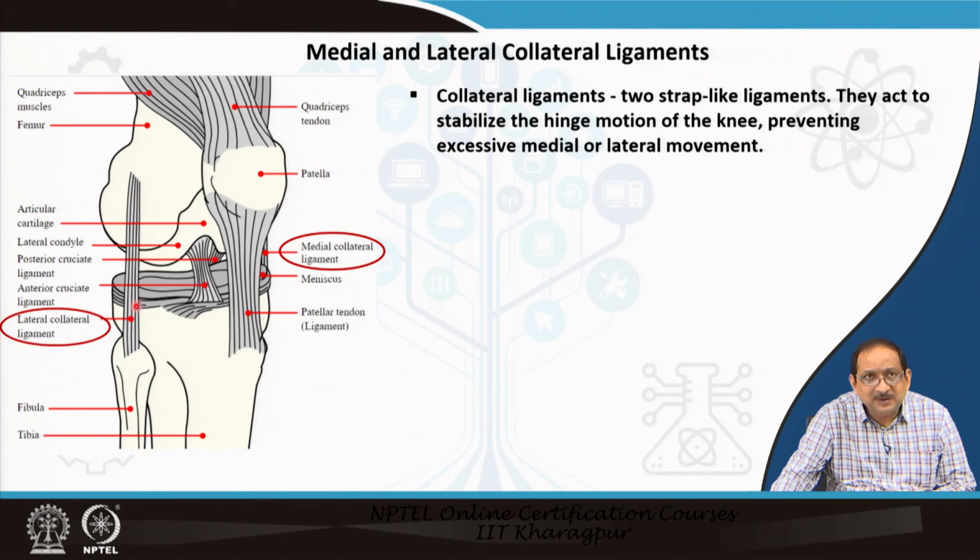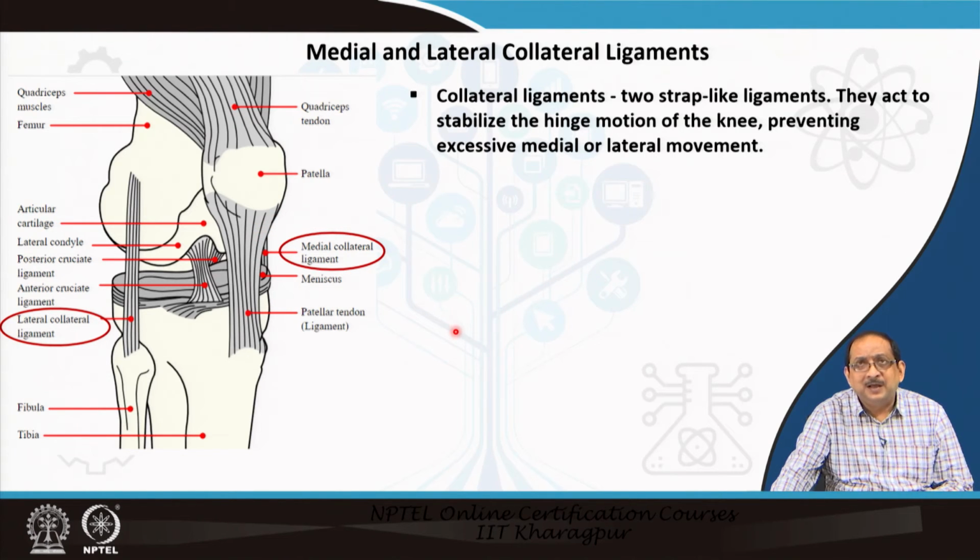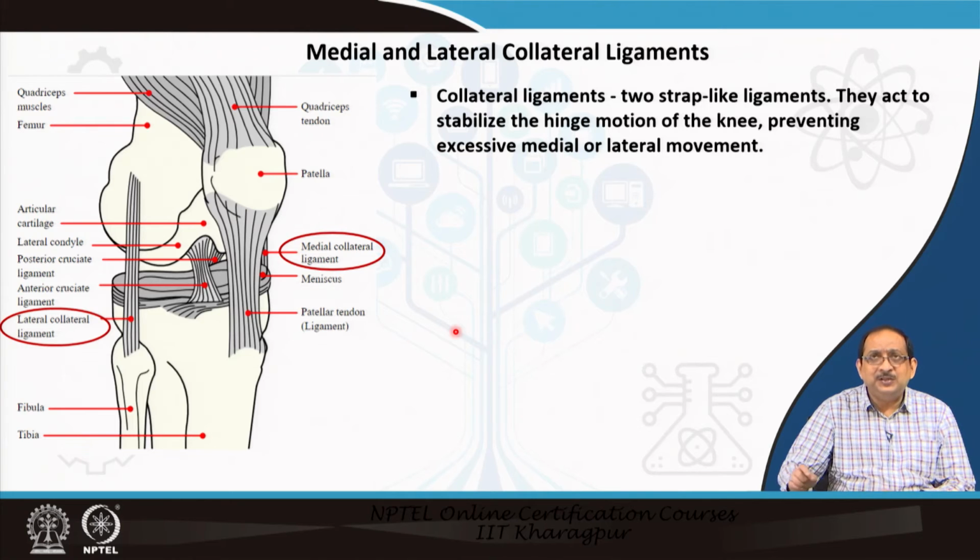So, this is one strap, the lateral collateral ligament; the other strap cannot be seen, it is hidden behind. So, that is the medial collateral ligament, and they act to stabilize the hinge motion of the knee, preventing medial or lateral movements. So, during the hinge rotation or hinge motion, it prevents excessive medial or lateral movements.